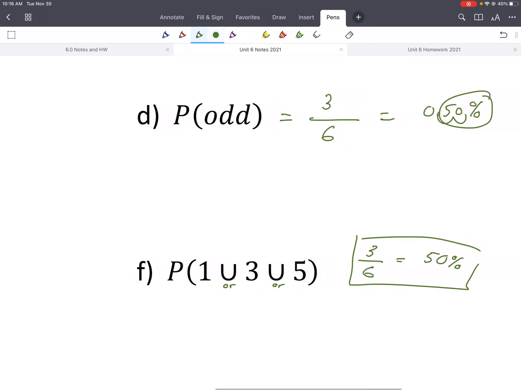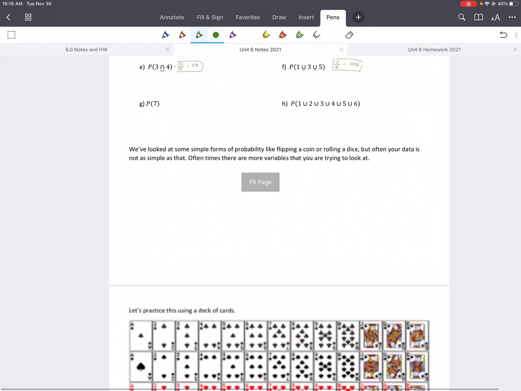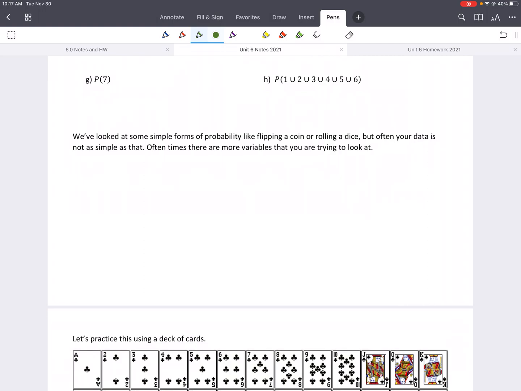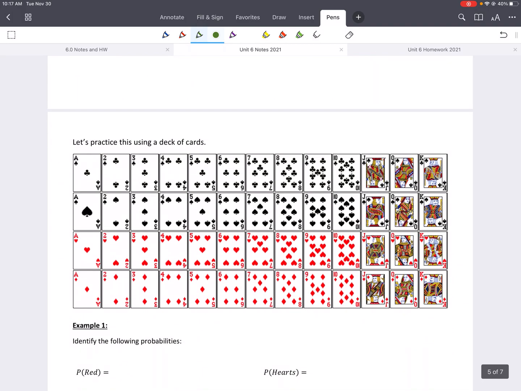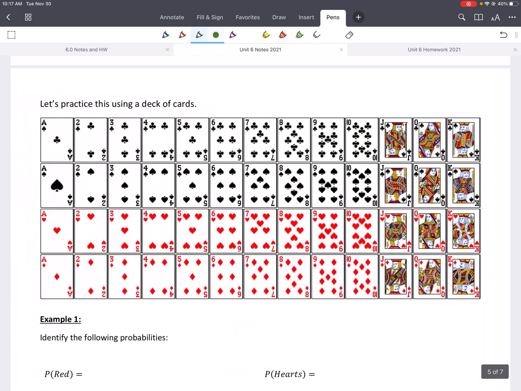Okay. All right, so here's just some other examples here. Let's see, what do we got here? You've looked at some of the flipping coin, but sometimes it's not as simple as that. So here's like an example where we could come up with some more probabilities using a deck of cards. So we have blacks, we have reds, we have different shapes, clubs, spades, hearts, and diamonds.